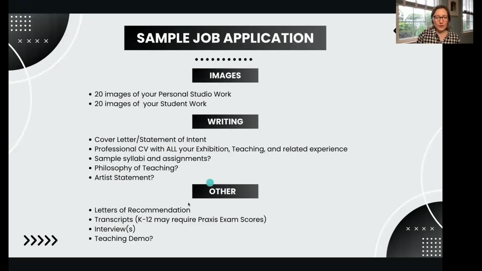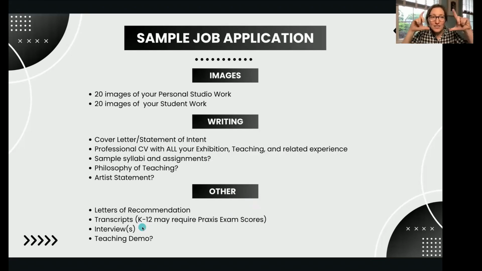And then there are the other things: a couple letters of recommendation, or contact info for recommendations. You're probably going to need that for any of these jobs, so start thinking about who you want to ask to be your reference. Your transcripts, they're going to look at your grades. And remember, your K through 12 education might also require your Praxis exam scores and/or your teaching certificate.